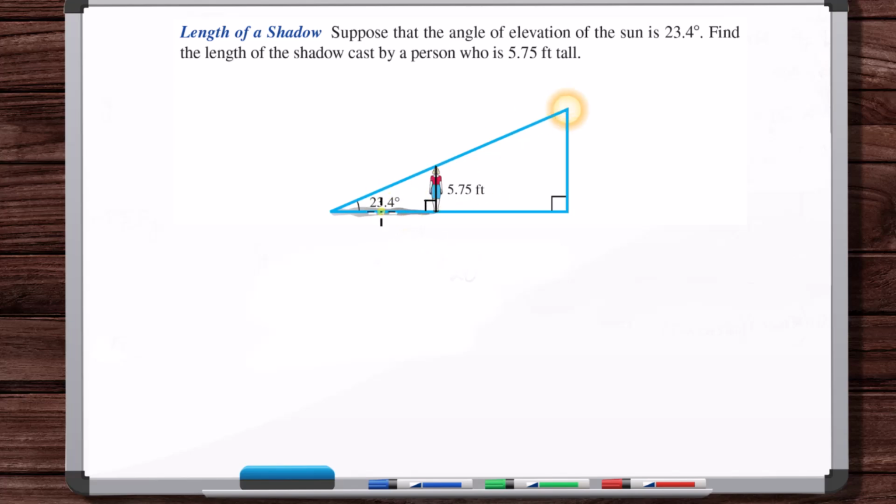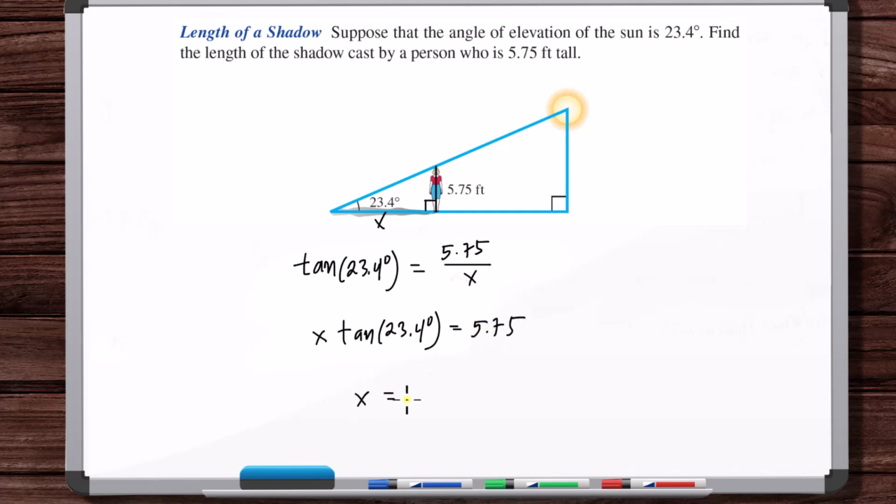So what we're going to do is say, we'll call this x, the tangent of 23.4 degrees is equal to opposite over adjacent. So cross multiply. Now divide by the tangent of 23.4 on both sides.